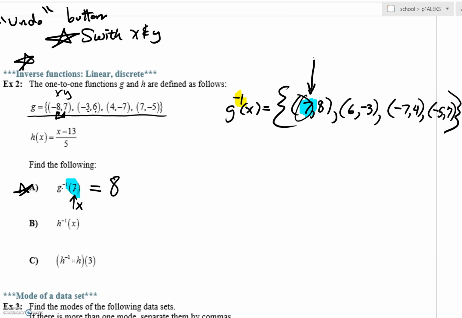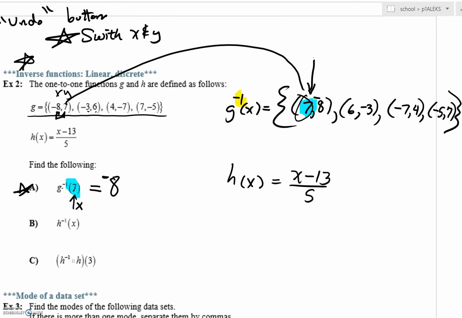Okay? As we go to finding an inverse, look at this. Here's h of x equals x minus 13 all over 5. Yes? Shouldn't it be a negative 8? Or is it positive? Oh, that's a negative 8. Thank you. I miscopied that. Sorry, this should be a negative 8 right here. Sorry about that. Bad eyes on my part. Thank you so much. Yeah, when we were looking at negative 8, 7, that becomes 7, comma negative 8. So our y value is negative 8.